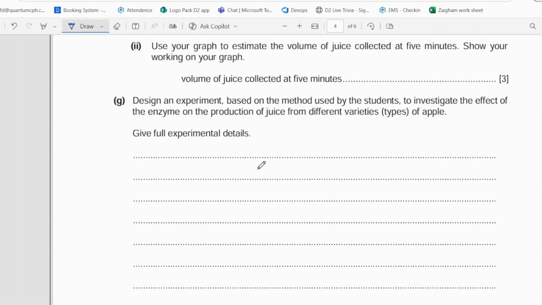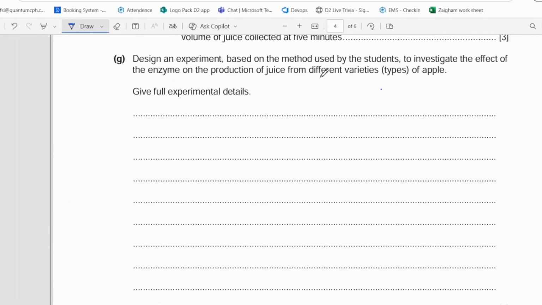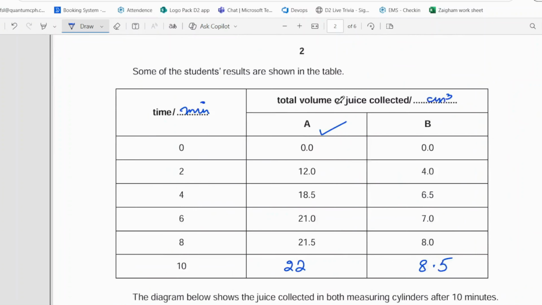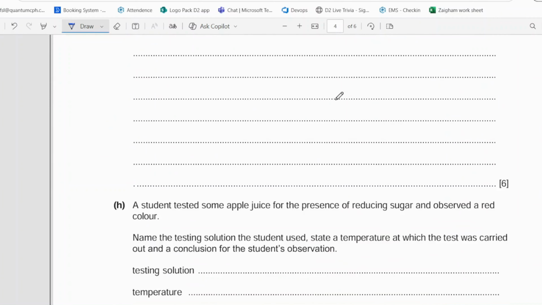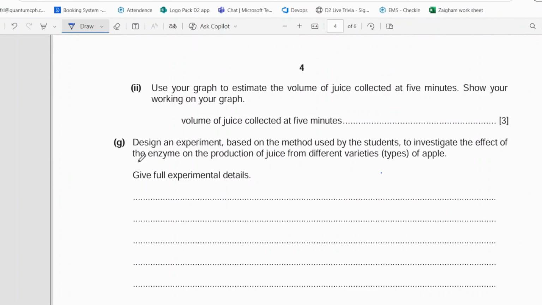Design an experiment based on the method used by the student to investigate the effect of enzyme on the production of juice. Take your time, you have 5 to 7 minutes. Read this whole experiment and tell how, using the same method, to investigate the effect of enzyme on the production of juice for different varieties of apple. The independent variable is different variety of apple. The dependent variable is the volume of juice. Use the same method, think for 5 minutes, and then we'll talk.